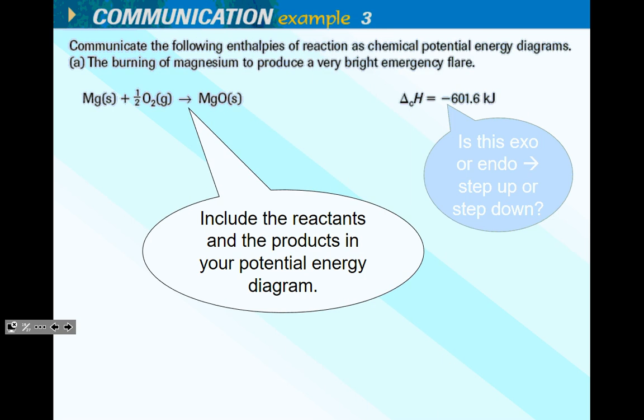So here's some examples. Communicate the following enthalpies of reaction as chemical potential energy diagrams. The burning of magnesium to produce a very bright emergency flare. So if it's a negative delta H, is that endo or exo? Is it a step up or a step down? Also, when you're drawing your potential energy diagrams, please include the reactants and the products. So take a minute, draw it out, and we'll give you the answer. So if you can pause right now, that'd be cool.